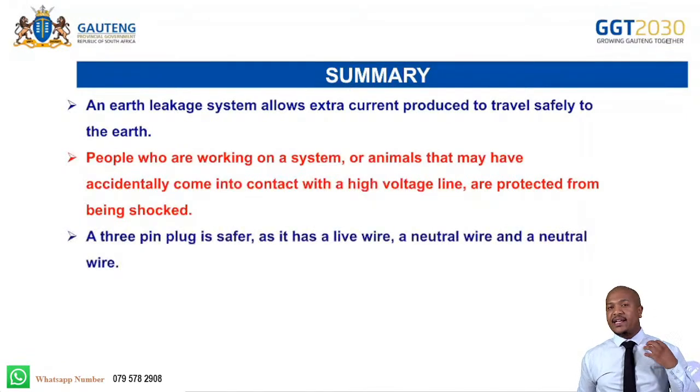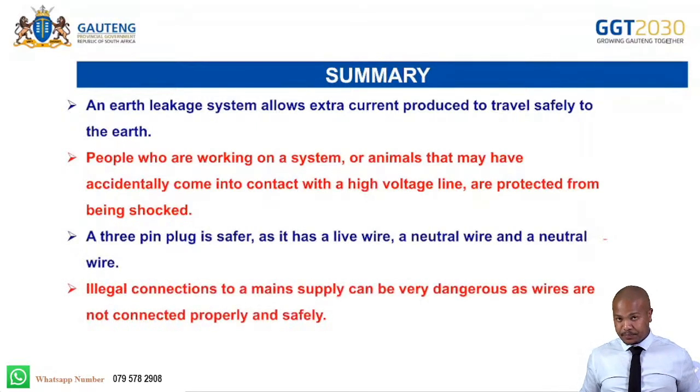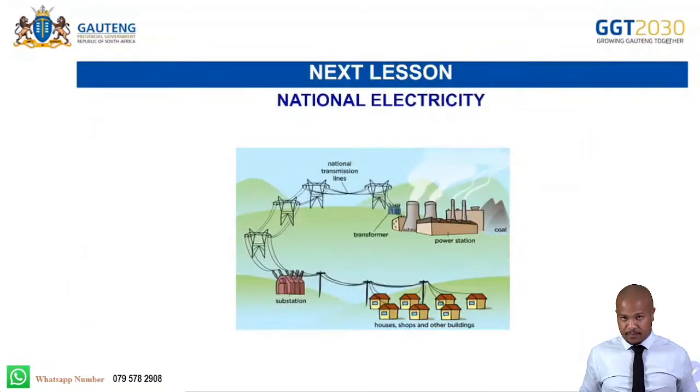We also highlighted the use of a 3-pin plug as a safety device. We said that a 3-pin plug has a live wire, a neutral wire, and an earth wire. We also highlighted the dangers of illegal connections, where we say that illegal connections to a main supply can be very dangerous as wires are not connected properly and safely.